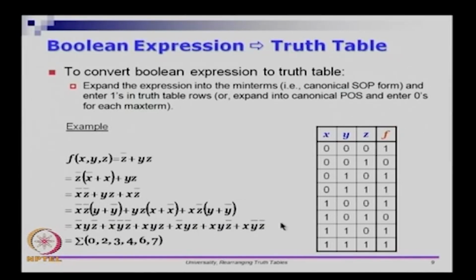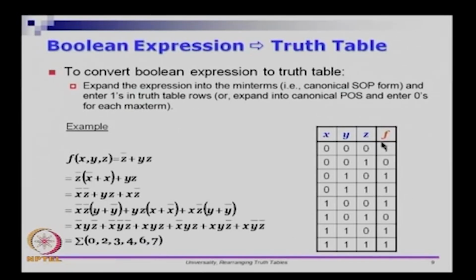And if you look at these 6 terms, so x bar, y, z bar, so this is 0, 1, 0, that is the same as 2. Then you have 0, 0, 0, that is 0. Then 1, 1, 1 is 7. Then 0, 1, 1 is 3, and so on. So this gives us 6 min terms, 0, 2, 3, 4, 6 and 7.